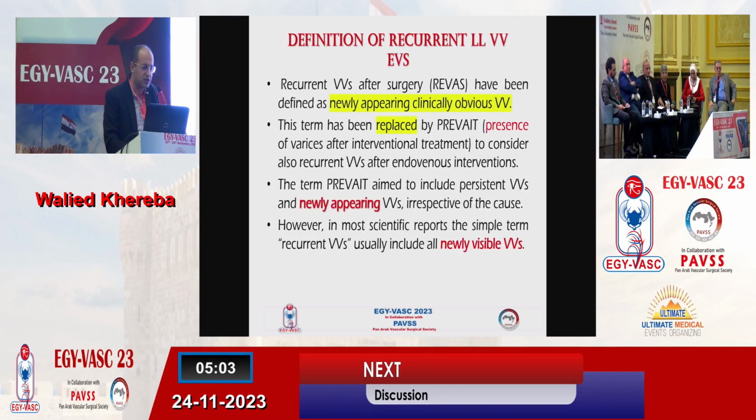Recurrent varicose vein after surgery, according to the European Society of Vascular Surgery, the last edition in 2022, has been defined as a newly appearing clinically obvious varicose vein, which is not logical in the case of a patient. If you treat a patient with great saphenous vein varicosity and they come back after 1 or 2 years with small saphenous vein varicosity, according to this definition, this patient has recurrent varicose vein, which is actually not recurrent. I did not treat the small saphenous vein before that.